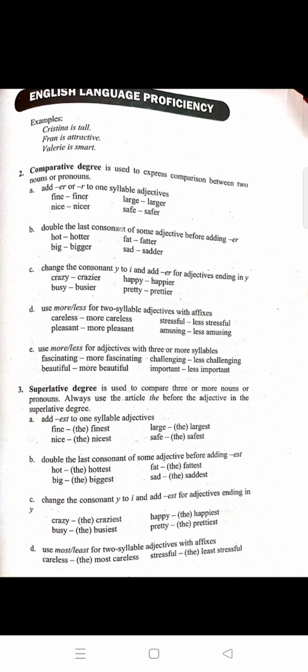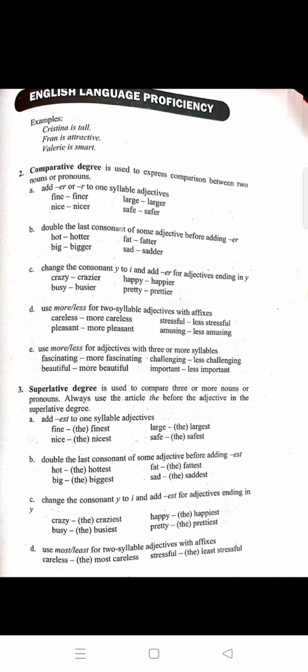Nice becomes nicest. And another rule is double the last consonant of some adjectives before adding est. Okay, let's proceed to the next rule, that is change the consonant y to i and add est for adjectives ending in y. So it's almost similar to the rules under comparative degree, only that you add est at the end and not er. And for letter D, you use most or least for two-syllable adjectives with affixes like careless.